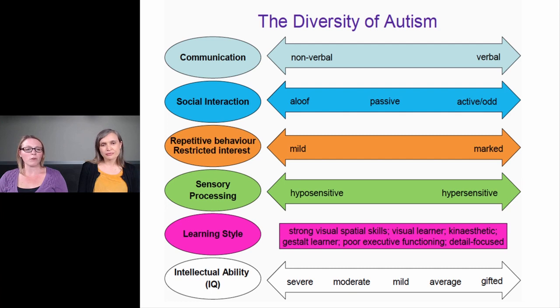We also know that people with autism spectrum disorders can present with a range of cognitive abilities. So some people with autism spectrum disorders have severe intellectual disabilities. Others can present as quite gifted and quite brilliant in certain areas. And along with that, we also know that like anyone else in the population, people with autism spectrum disorders have a range of different learning styles and strengths and abilities, and then areas of learning difficulty that we need to take into account in our work with them.